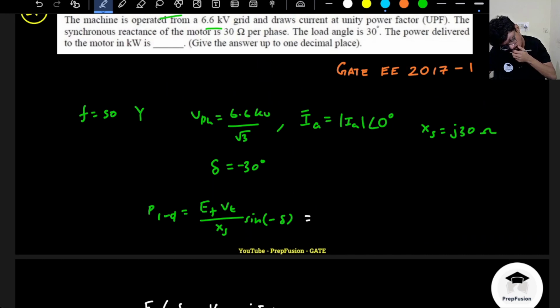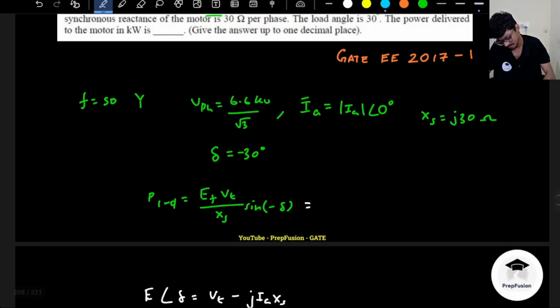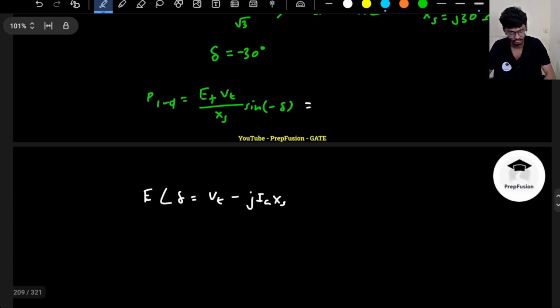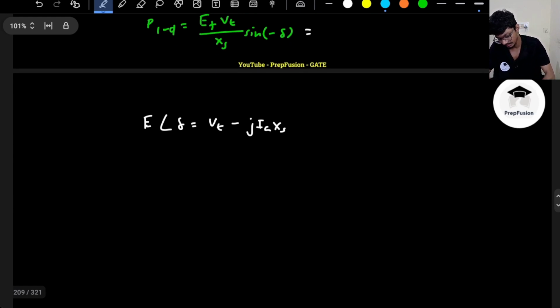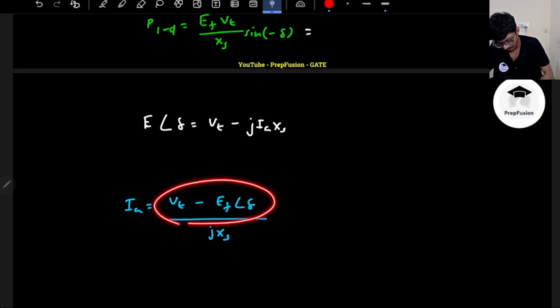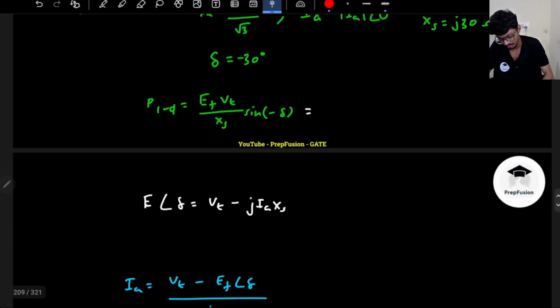So what I can say, if it is operating in unity power factor, like there are many ways to solve this question, but one way can be this. My Ia current will be Vt minus EF angle delta divided by j Xs. The numerator can only have an imaginary component, then only the j will get cancelled, and Ia will be totally real because it is operating in unity power factor.